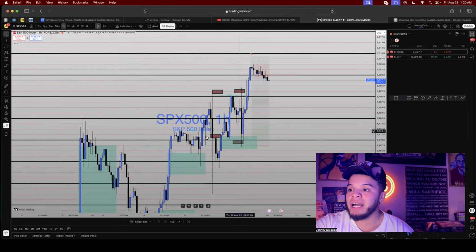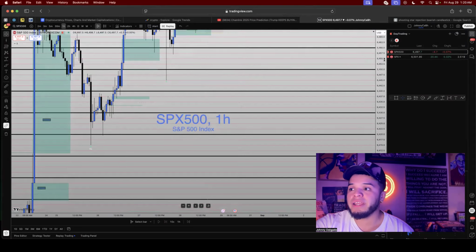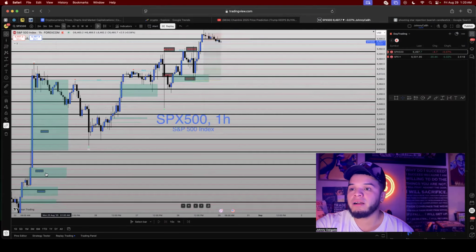That's where I'm able to see my liquidity zones. I'm able to see any imbalances that need to get filled. I'm able to see where we have resting liquidity, et cetera, et cetera. So right now, this area is massive.